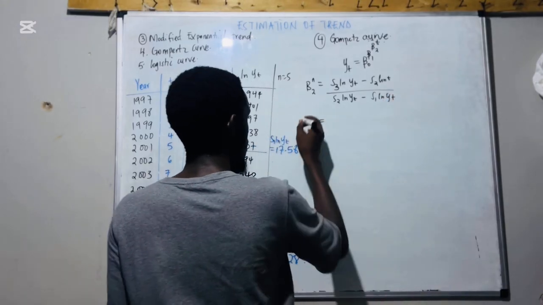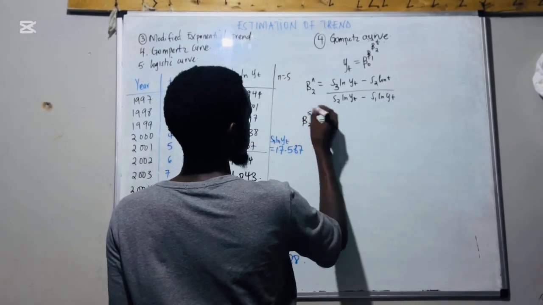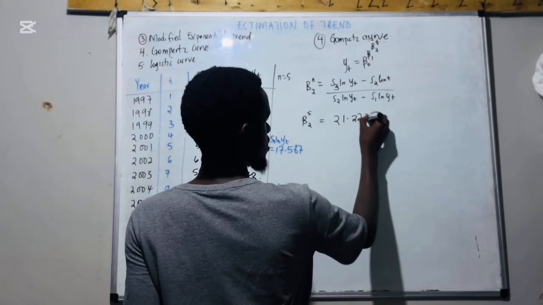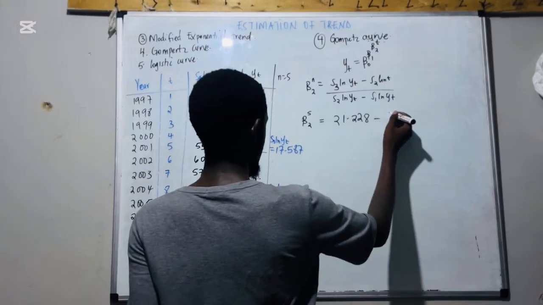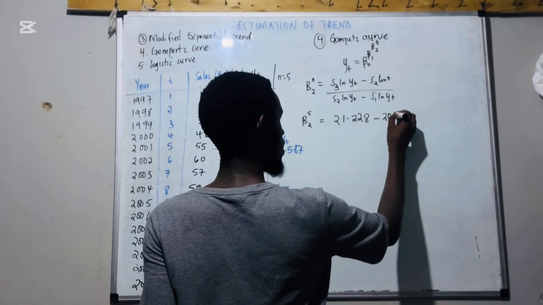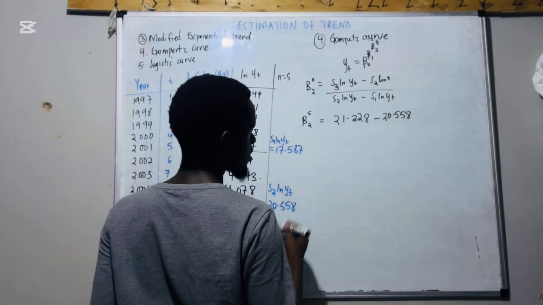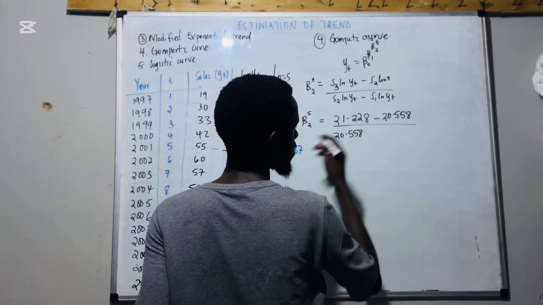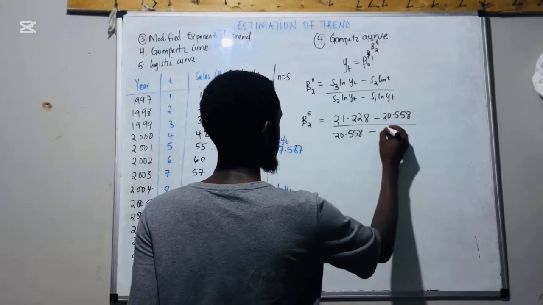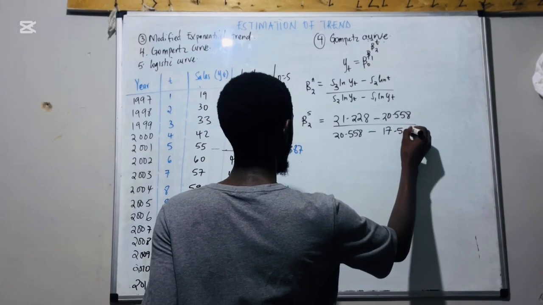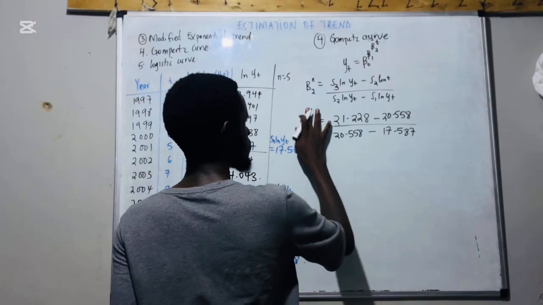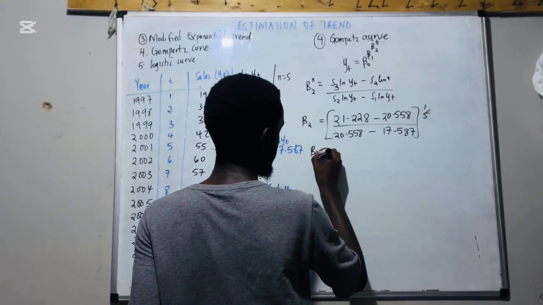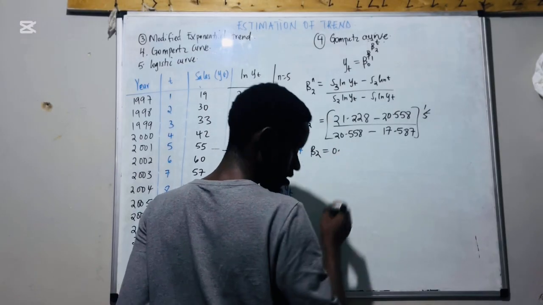Then we shall just need to have that our beta 2 power 5 is the same thing as having 21.228 minus 20.558, something like that. Now divide by 20.558, then minus 17.587, and then if I just put this power this side, power 1 over 5, I have my beta 2 as 0.742.